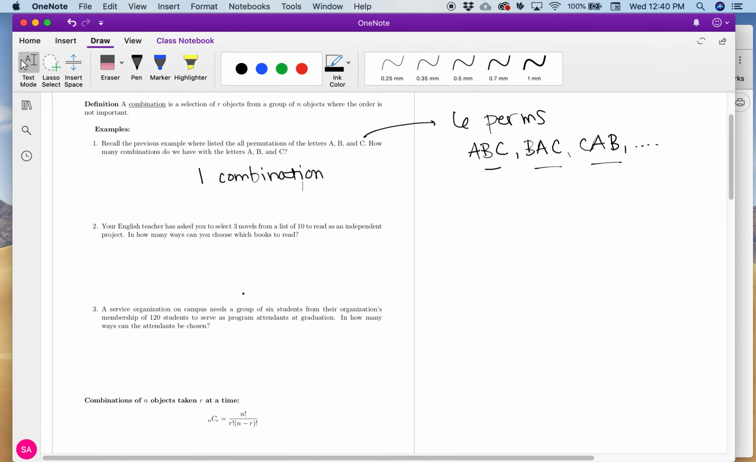Basically, we're just thinking of it like a permutation, but then we're not accounting for order. We don't care about the order. So let's look at number 2. Your English teacher has asked you to select 3 novels from a list of 10 to read as an independent project. How many ways can you choose which books to read?